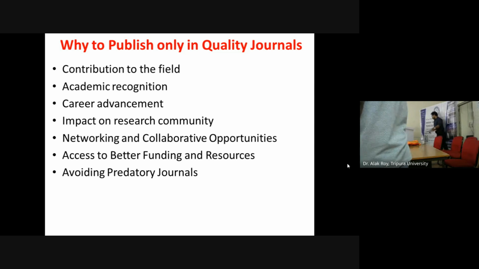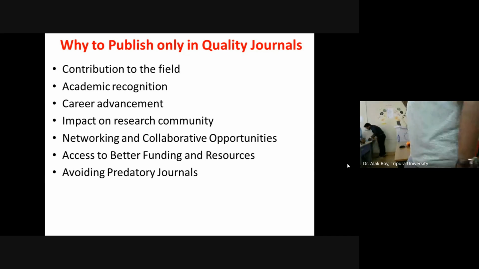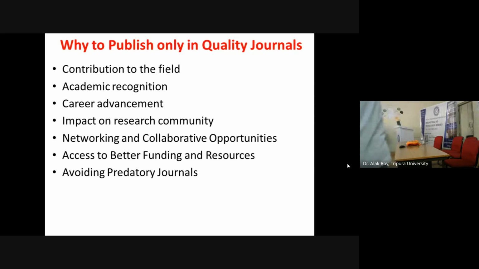The world is now running in a predatory way. In fact, you will be amazed. Lots of good quality indexing agencies, including Scopus, have predatory journals within it.